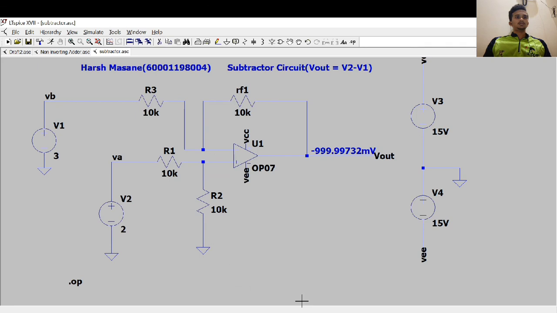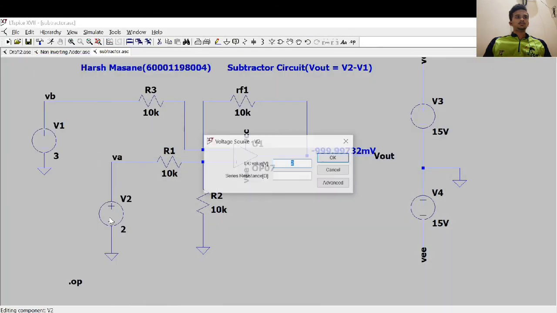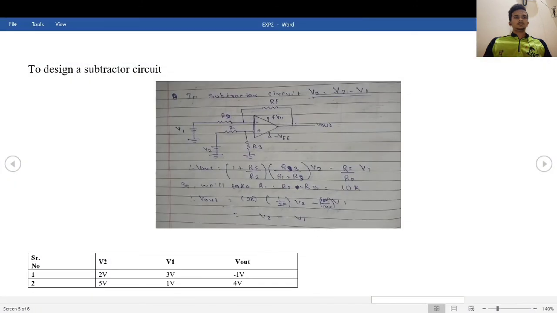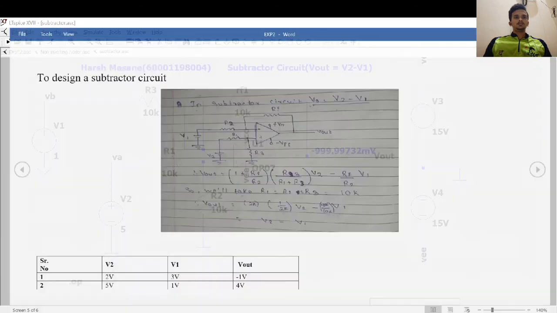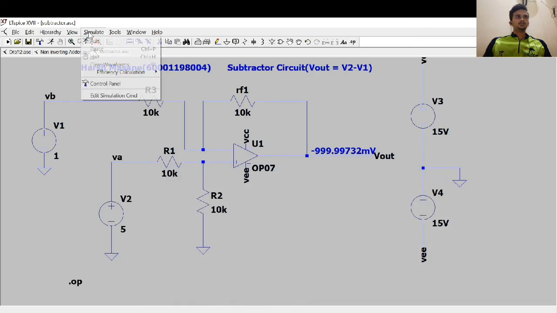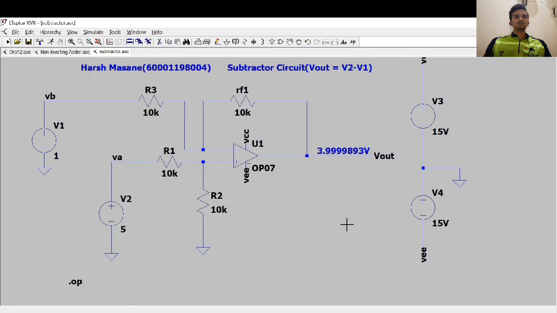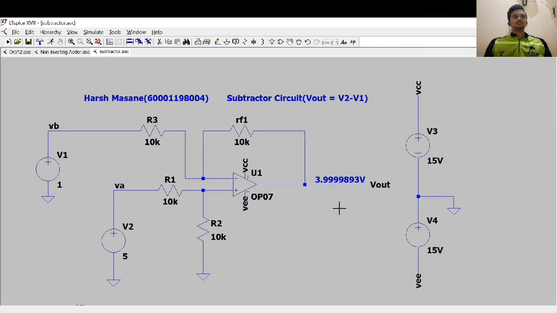So now we'll see for the next condition, that is V2 will be 5 volts and V1 will be 1 volt. Okay, so the output will be our 4 volt. So let's simulate. So the Vout is 3.99, which is approximately 4 volts. So this is the end of the practical, and thanks for watching.